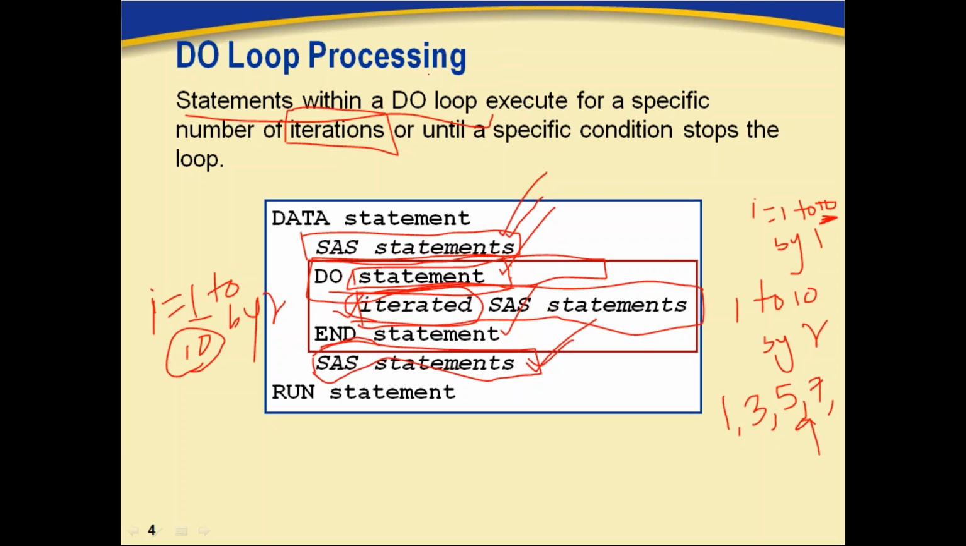So the number of iterations depends on the condition you give here. Statements within a do loop execute for a specific number of iterations or until a specific condition stops the loop. So all the iterated SAS statements will execute until a specific condition stops, or the number of iterations depends on the condition you specify in the do statement.